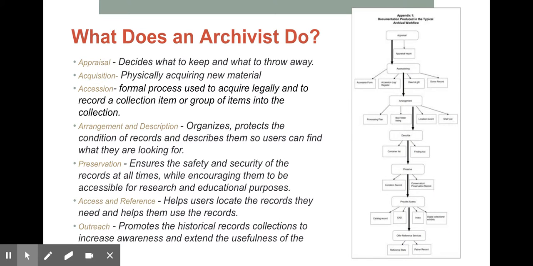So what does an archivist do? An archivist is responsible for determining what to keep, physically acquiring the material, doing the paperwork to legally acquire the records, arranging and describing the records to make them accessible, ensuring that the records are preserved and made accessible by providing research and reference services, and by doing outreach through educational programs and online access.